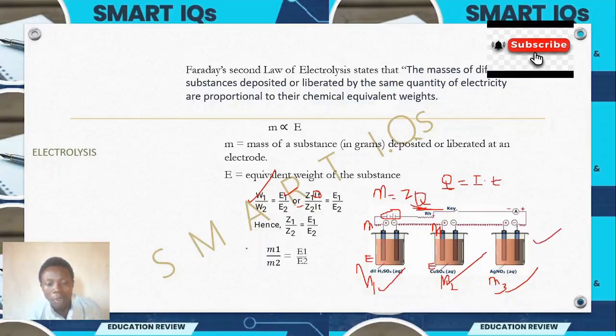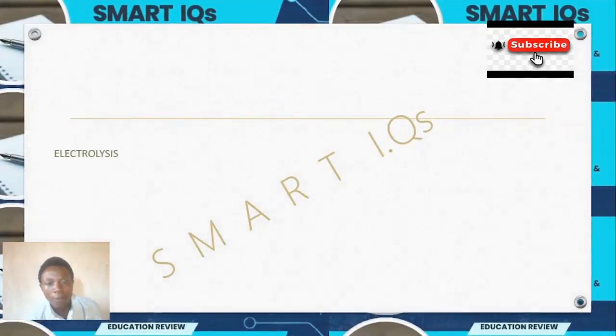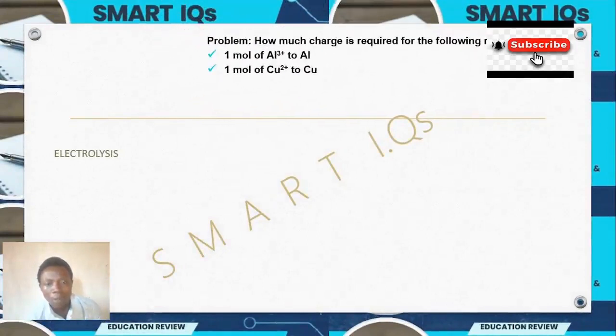Are we together? So meaning that mass 1 over mass 2 will be equal to chemical equivalent weight 1 all over chemical equivalent weight 2. What is equivalent weight? That is atomic weight all over its valence. Are we together? Good. So that is our second law of electrolysis as propounded by Michael Faraday. Are we together? So let's have this problem solved before us.